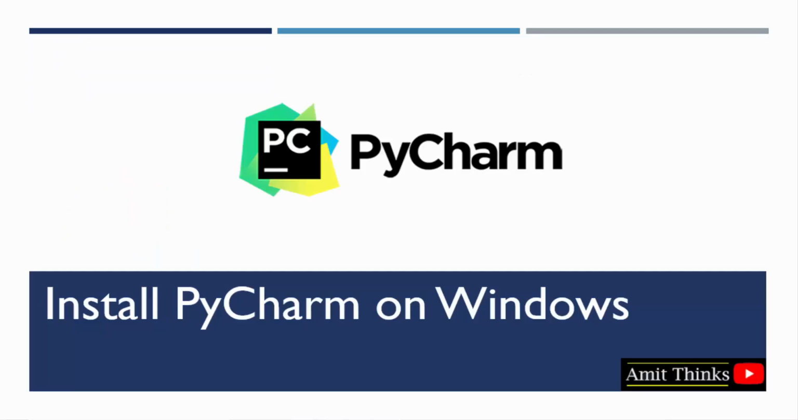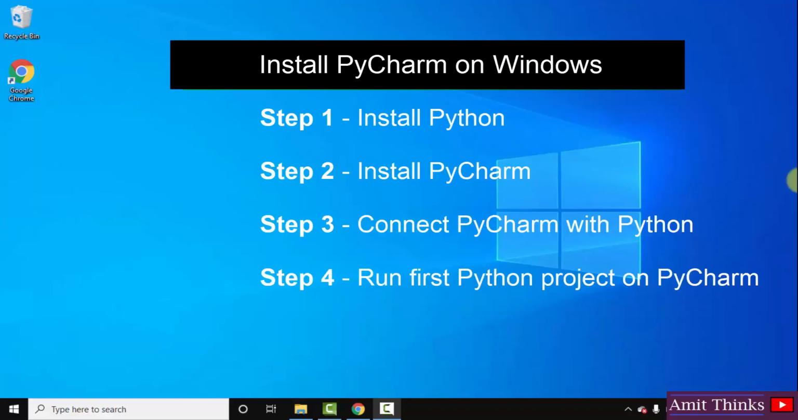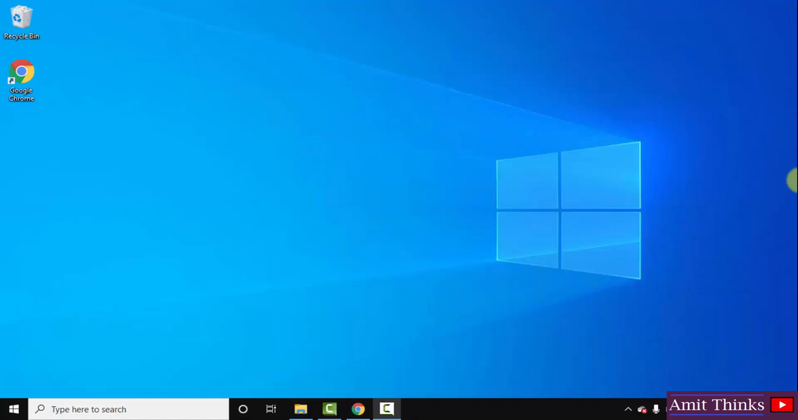In this video we will see how we can easily install the current PyCharm version on Windows 10. For PyCharm we need Python, so at first we will download and install the current Python version. With that, we will also see how we can connect PyCharm and Python. We will also run a sample Python project on PyCharm at the end. Let's begin. At first, we will download and install the current Python version.